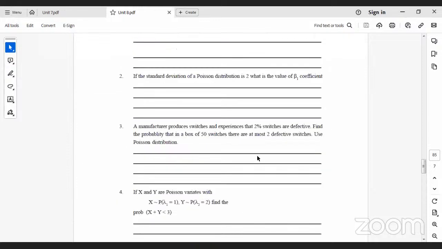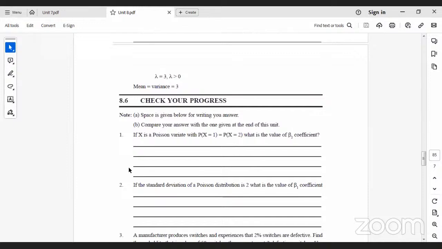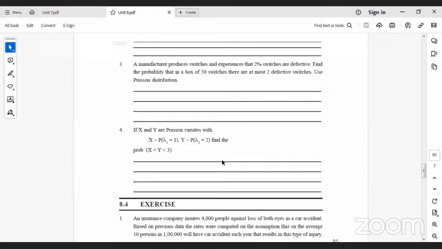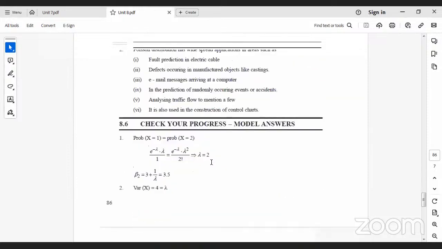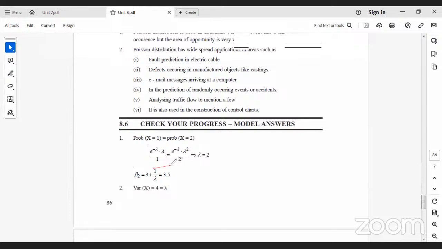Let us see the problem, the exercise. If x is a Poisson distribution, P(x=1) is equal to P(x=2). What is the value of the beta 2 coefficient? For x is equal to 1, the formula is e power minus lambda into lambda to the power 1. For x equal to 2, it is lambda square by 2 factorial. So lambda is equal to 2. We apply this in beta 2.